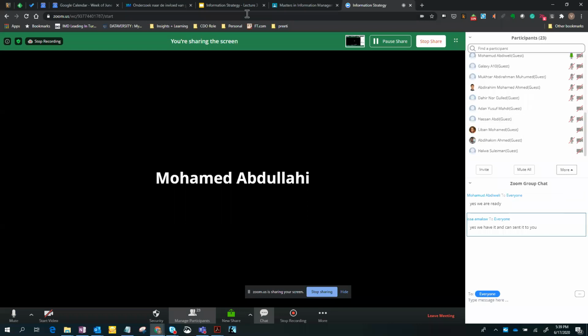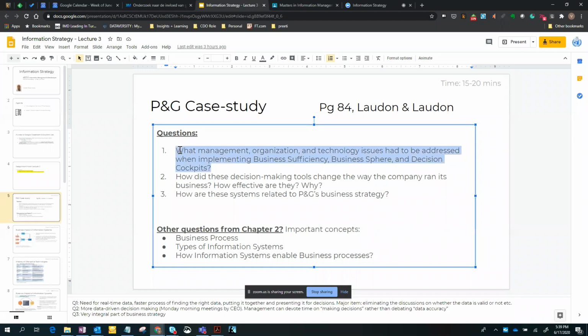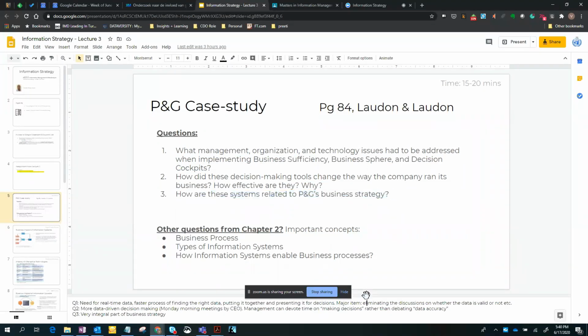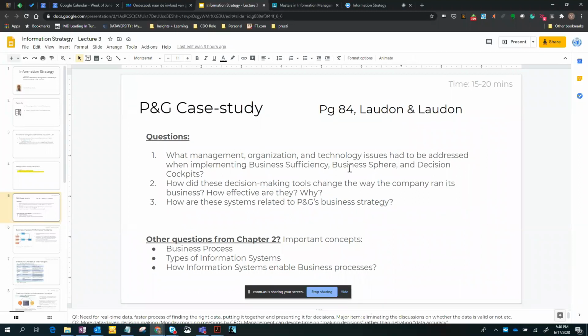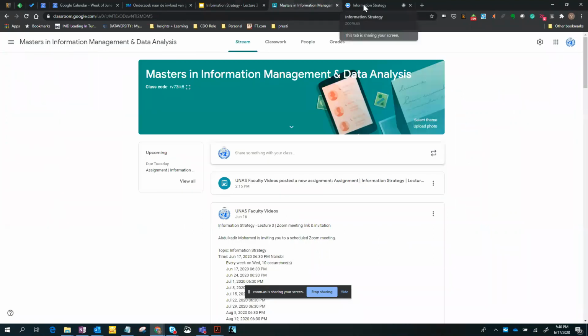That's good. Okay, I can imagine that if you have not thought about the questions, then you can't respond. But how about the third one? How are these systems related to Procter and Gamble's business strategy? How do the information systems that have been talked about in the case study, about business efficiency, business fair, decision cockpits, impact Procter and Gamble's business strategy? Somebody wants to comment?